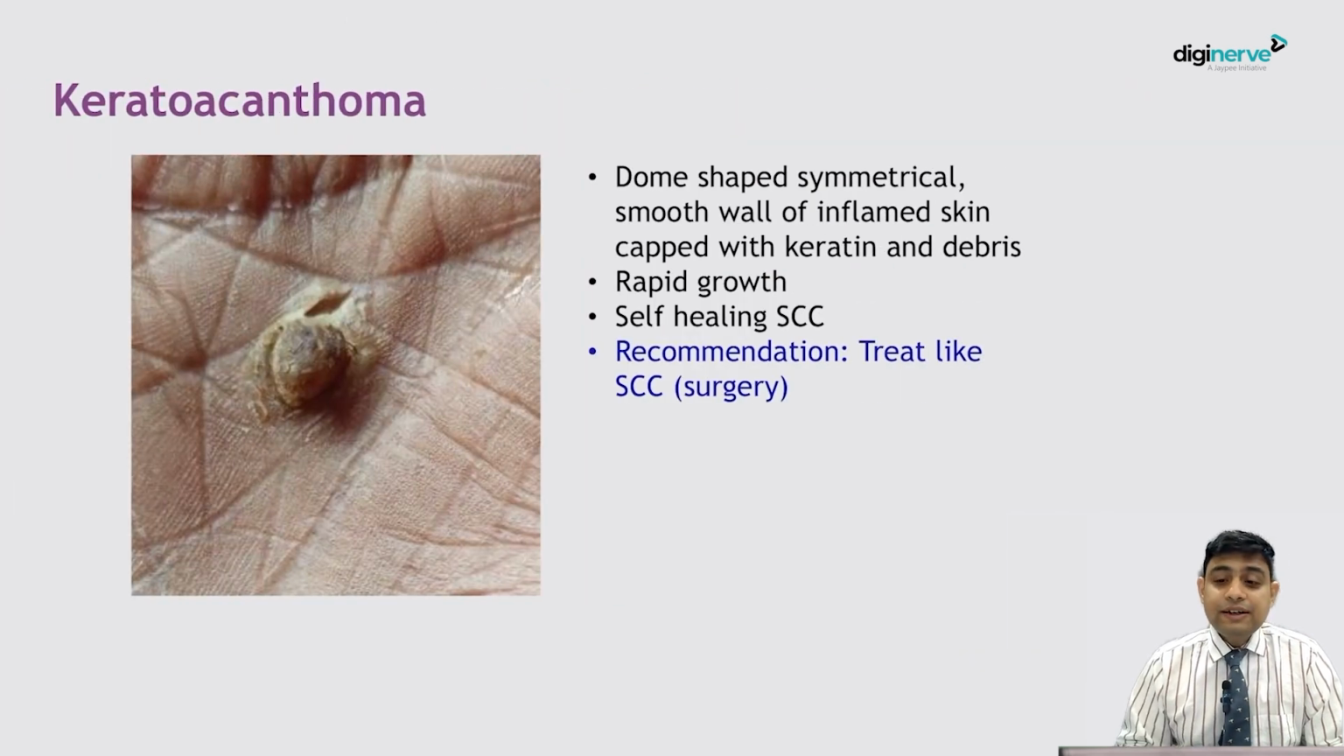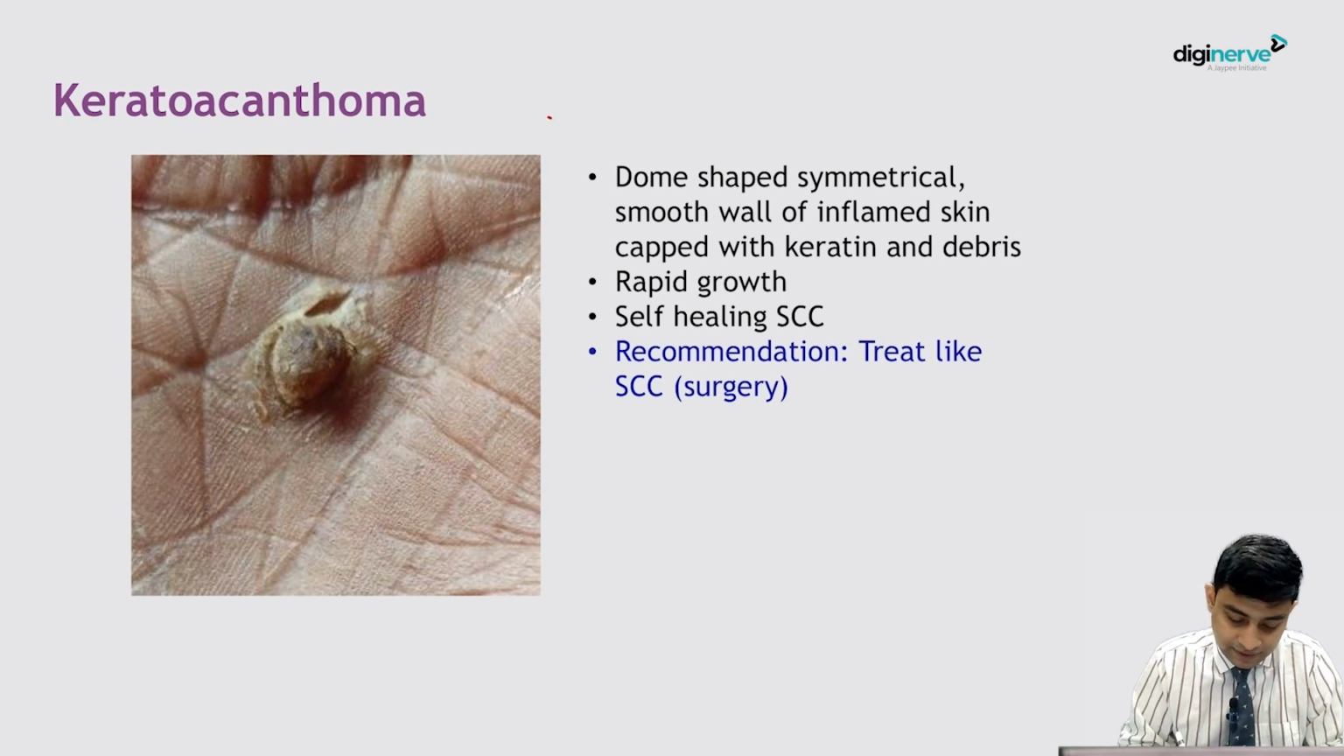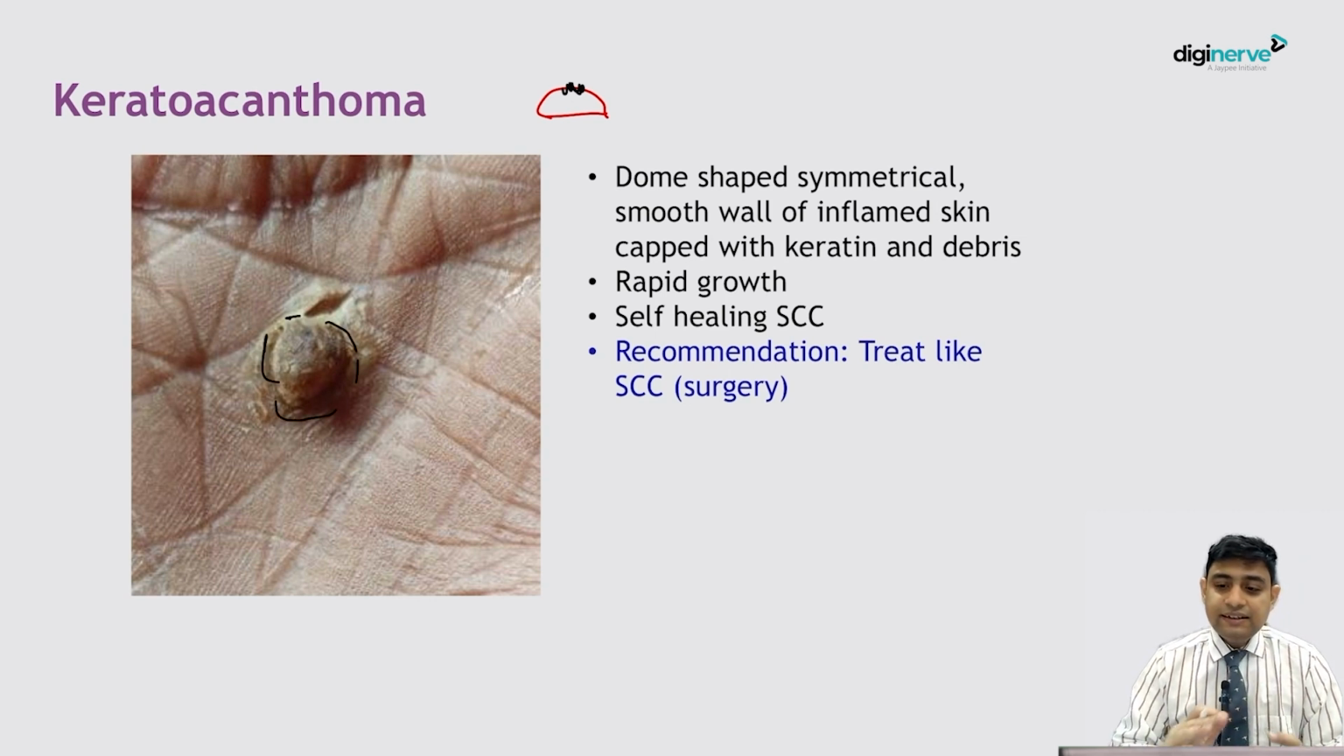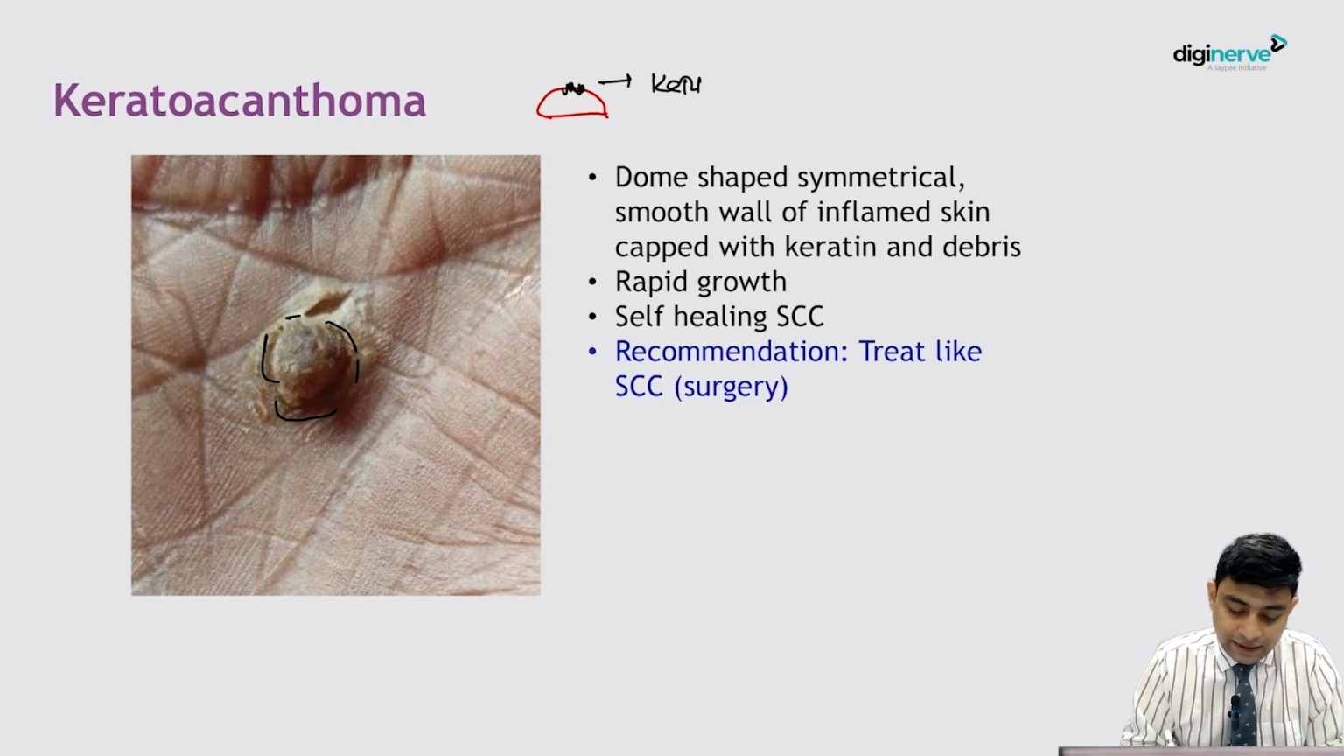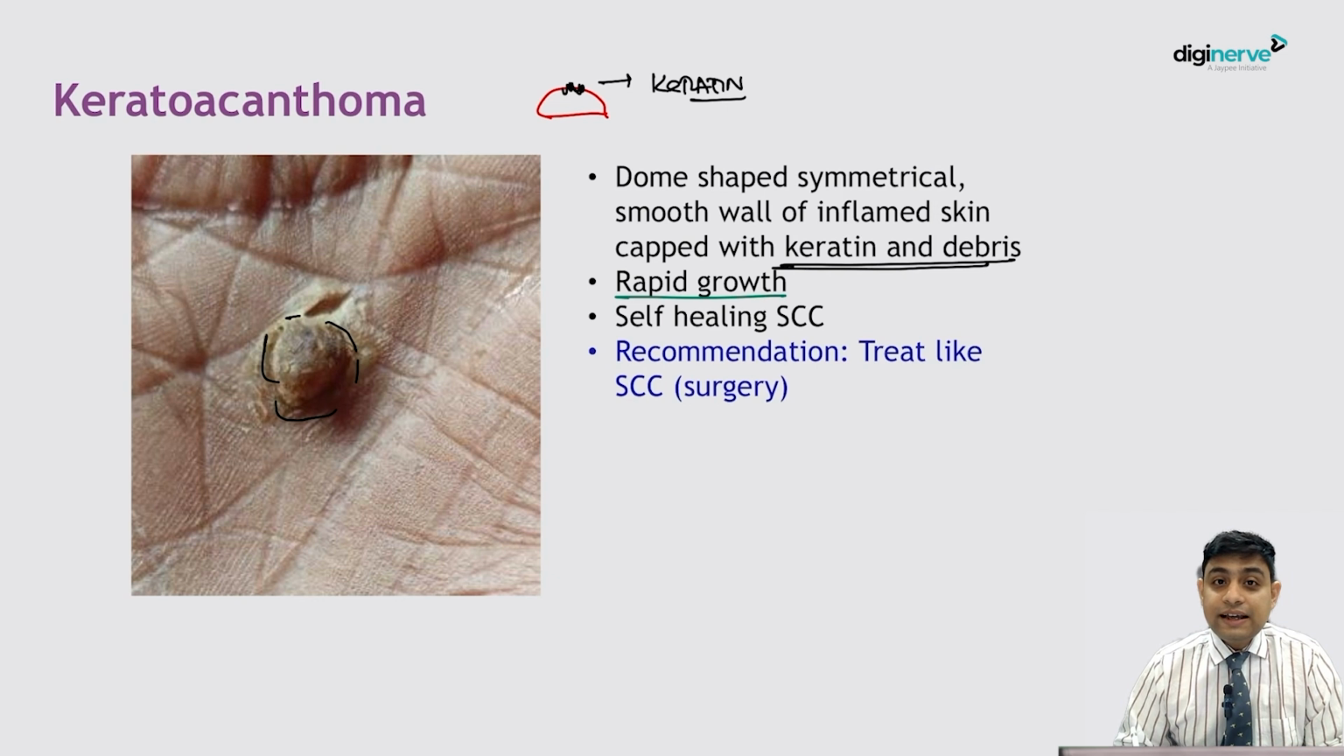Now coming to another entity that is called keratoacanthoma. See, this looks like a dome, a dome with a little bit of crust on the top. See, this is the crust that you can see. This area is the crust. Okay, so it is a very symmetrical dome shaped lesion with inflamed skin, which is capped with keratin and debris. Now this grows rapidly and some people call it a self-healing squamous cell carcinoma. So the recommendation for this is surgery.